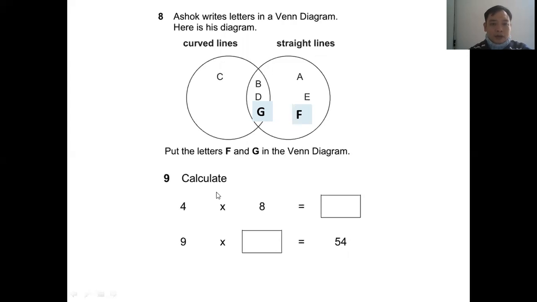Question 9. Calculate 4 multiplied by 8 equals 32. 9 multiplied by something equals 54. So you can take 54 divided by 9. The answer will be 6.